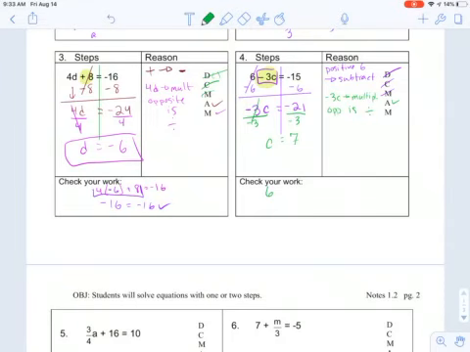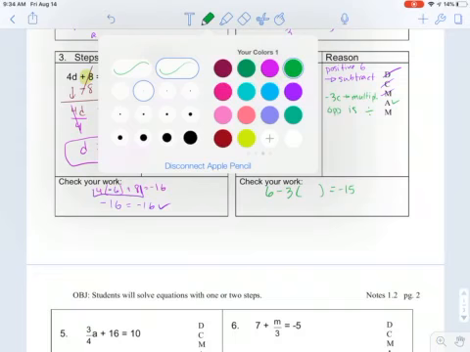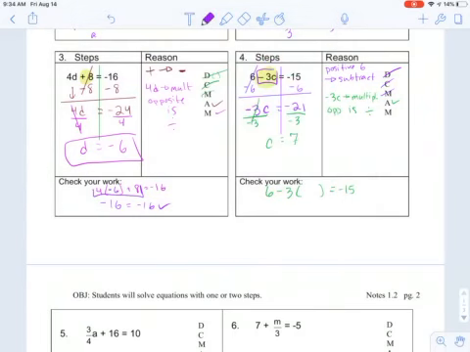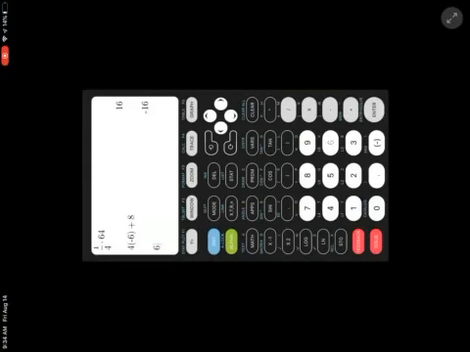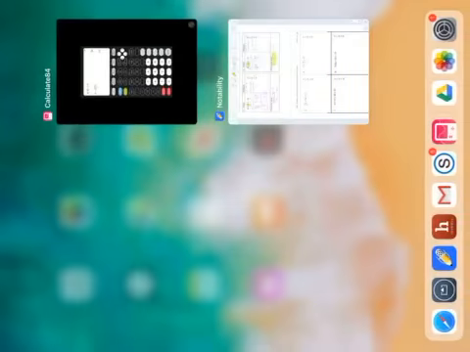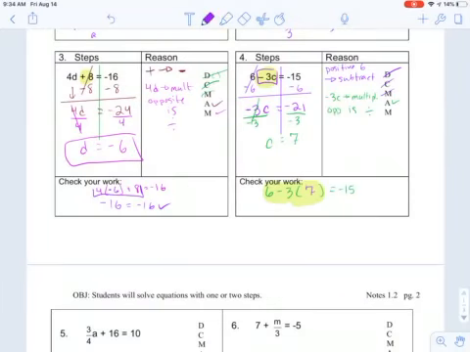Check your work. 6 minus 3c is equal to negative 15. But instead of c, I am checking my answer, which was 7. And again, you can do this really quickly on your calculator. 6 minus 3 times 7, exactly the way we have it written on our paper. And we get negative 15. So negative 15 is equal to negative 15. That is a true statement. We did this problem correctly.